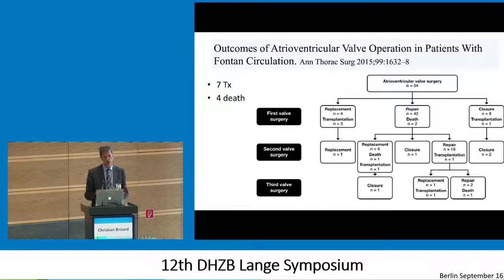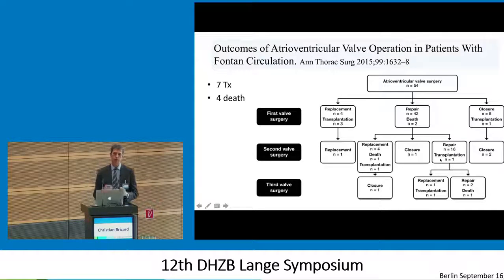Now, to conclude, to outline the risk factor that is generated by the common AV valve in Fontan circulation. This is all 54 patients that have had a Fontan circulation in our unit with a common atrial valve. 54, no, that's 54 who had surgery, sorry. Out of these, eventually, you have 7 transplantations, 4 deaths, and lots of multiple surgery.